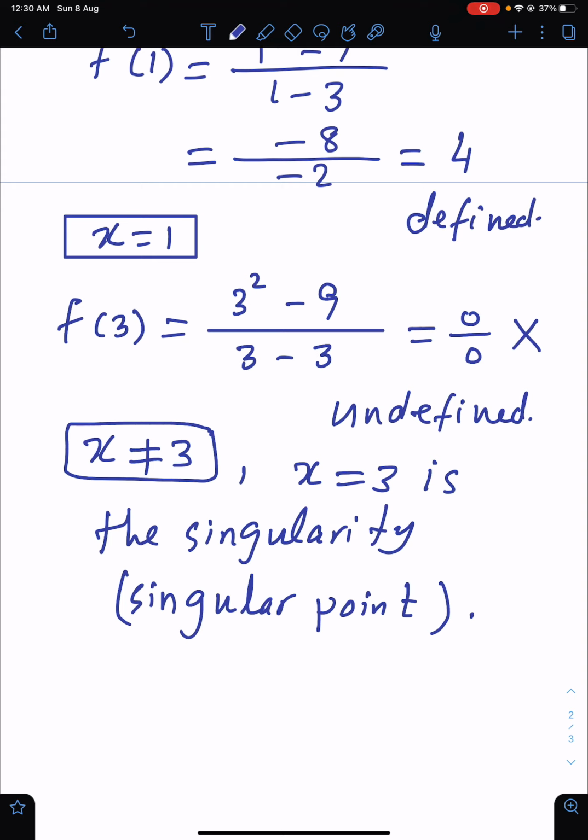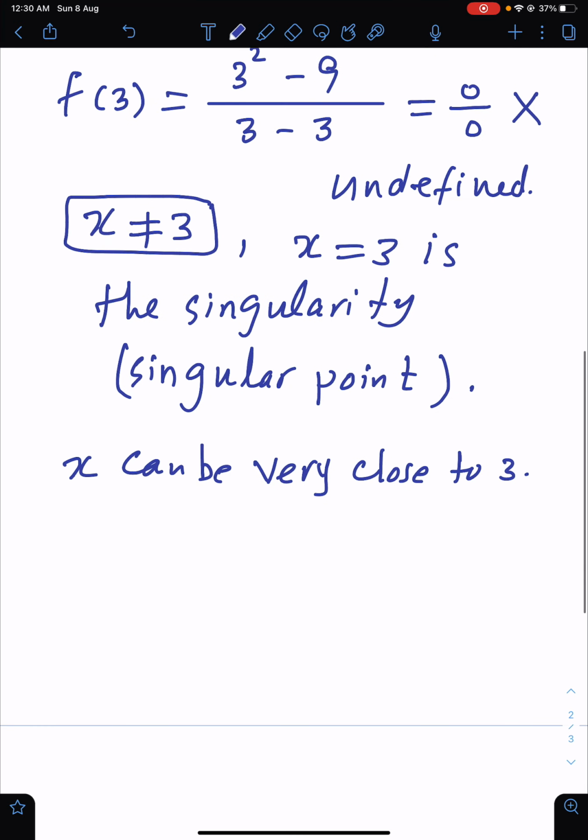However, x can be very close to 3. Suppose x equals 3.0000001. How many zeros do we have here? 3 and 2, 5 zeros after the decimal point. And now let's see what we're going to get.